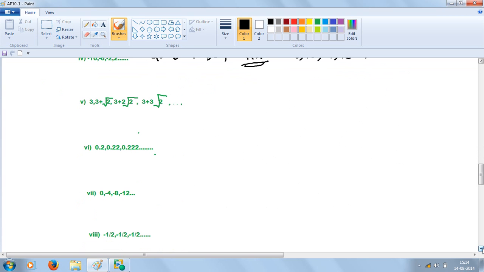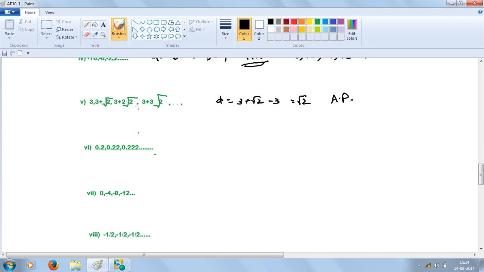So we will try some. What happens if the first factor is 3, and the next factor is 3 plus root 2? So the difference is 3 plus root 2 minus 3, which is equal to root 2. We'll check with the next one. Here, 3 plus 2 root 2 minus 3 plus root 2 is also root 2. Here, 3 plus 3 root 2 minus 3 plus 2 root 2: 3 and 3 will cancel, 3 root 2 minus 2 root 2, the difference is root 2. So this is an AP.